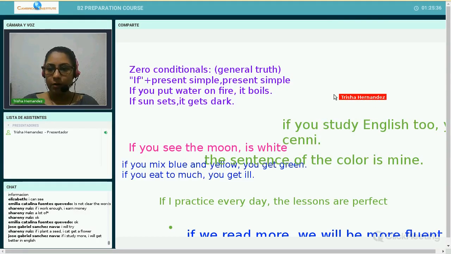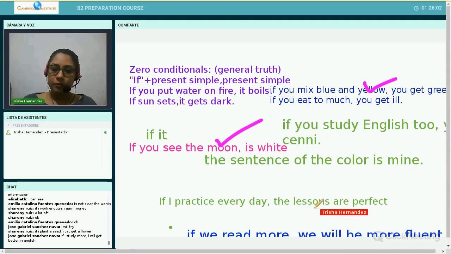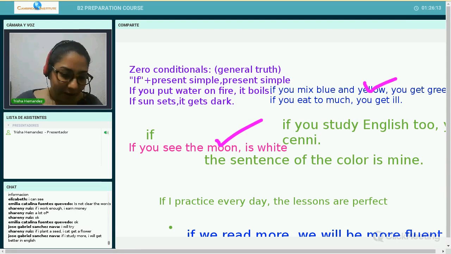Good, I'm going to put them here. Like this. And I'm going to use pink to show you that you are correct. Whoever typed these sentences are correct. If you see the moon, it's white. Yeah, it could be too. The sentence of the color is mine, but who are you? If we read more, we will be more fluent. Yeah, it could be sometimes.